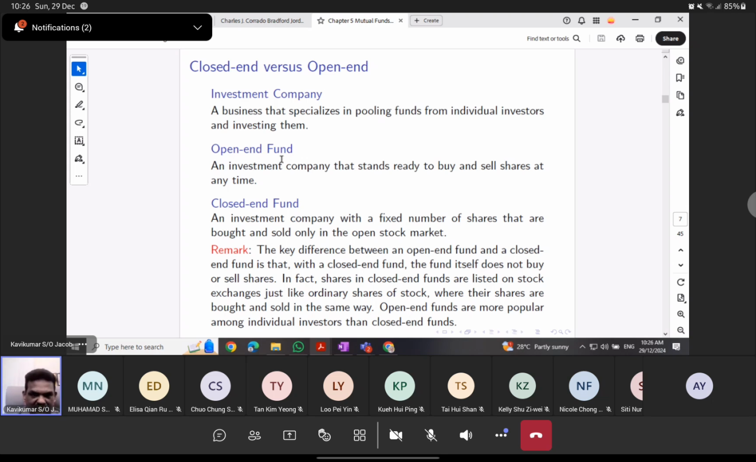Open-end fund. What is an open-end fund? An investment company that stands ready to buy and sell shares at any time. So an investment company that stands ready to buy and sell its shares, that's open-ended. Anytime they can buy and sell, that company we call an open-end fund. A closed-end fund is an investment company with a fixed number of shares that are bought and sold only in the open stock market. So they have a fixed number of shares, and they can buy and sell only in the open stock market.